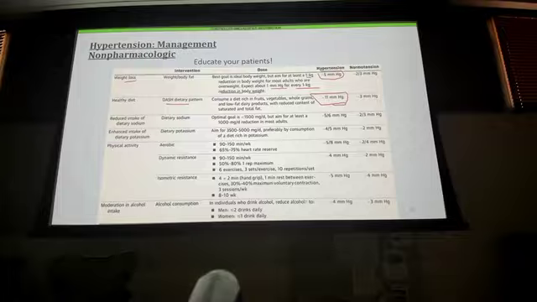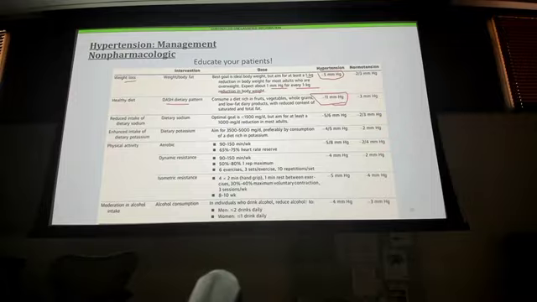So let's say I had a patient who's like 140 over 90, they implement the DASH diet, you could get them less than that 130 over 80 without any meds. Kind of sounds ideal, right?